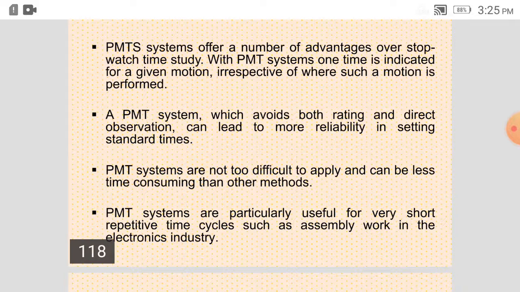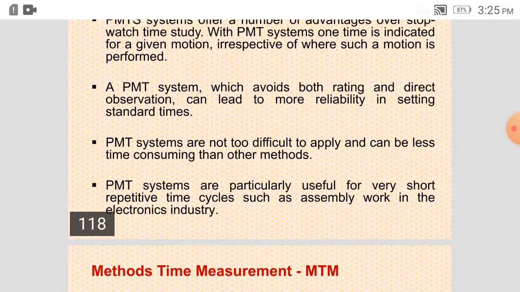Now the data in PMT systems is already standard data that we have, and in it there is no need for rating or observation, that is, there is no need to observe everyone's work. Because of that, we can say it is more reliable. PMT systems are not too difficult to apply because they are very easy and can be less time consuming because the data is already there, and the only thing we have to do is compare.